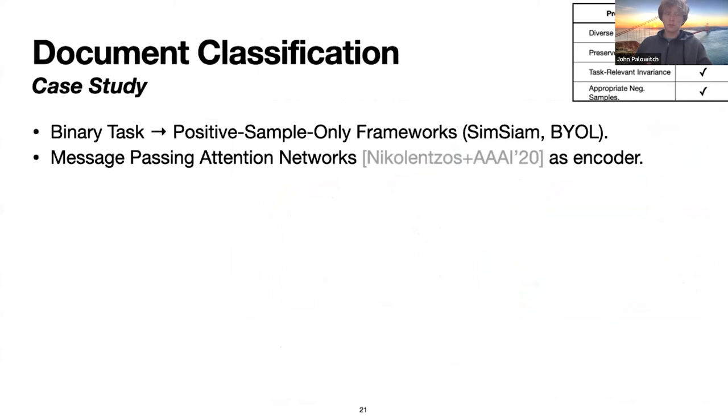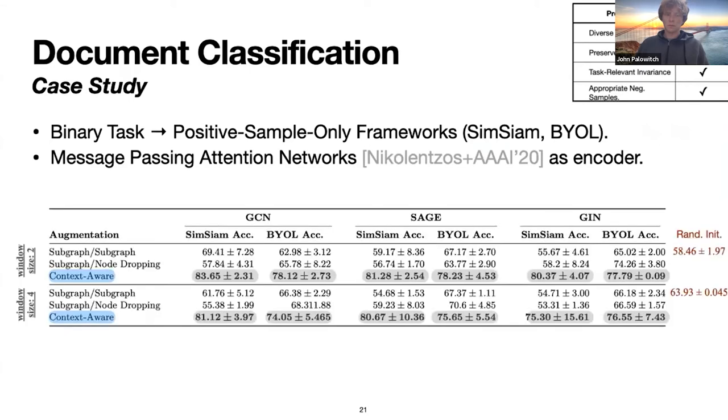Given our two augmentation strategies, we now perform our evaluation. First, we note that our content-aware augmentation is going to satisfy the principles that we know to be important to the success of contrastive learning, producing diverse augmentations, preserving semantics, and inducing task-relevant information. Furthermore, because this is a binary task, we're going to use negative sample-free frameworks, SimSiam and BYOL. We use the message passing attention network, a GNN architecture designed for working with co-occurrence graphs, as our encoder.